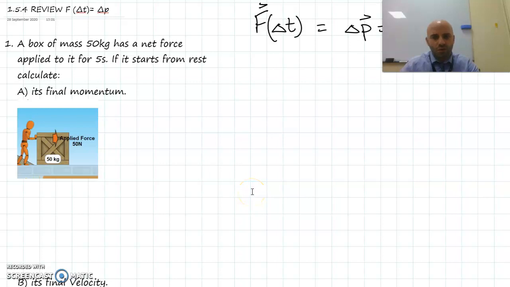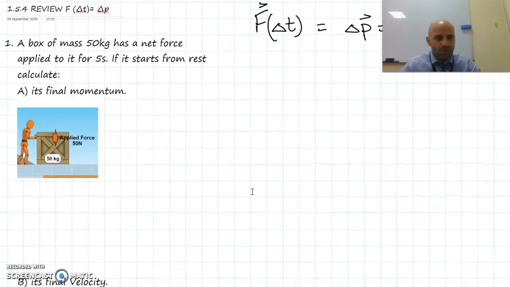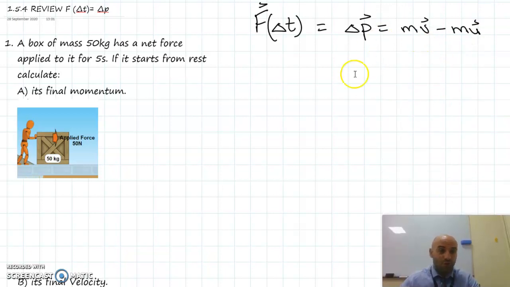Okay, so this is just the first one of the review videos on this force-time relationship that people seem to be struggling with. So our equation is up in the top. The force times the change in time is equal to the change in momentum. The change in momentum is also known as the impulse. And of course, we can write that out the long way as well, because momentum is mass times velocity. So we've got mv, which is the mass times the final velocity, minus the mass times the initial velocity u. We use u for the initial velocity.